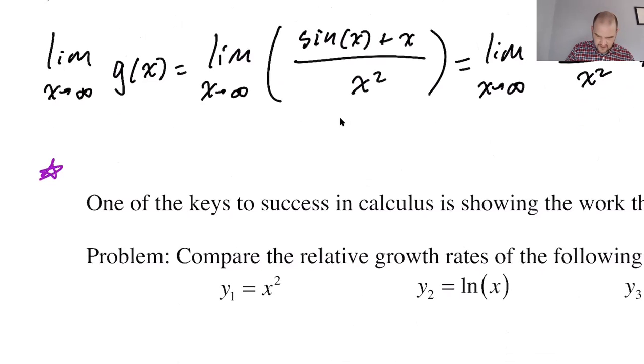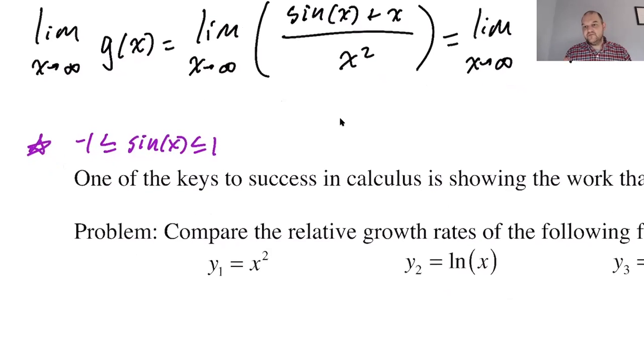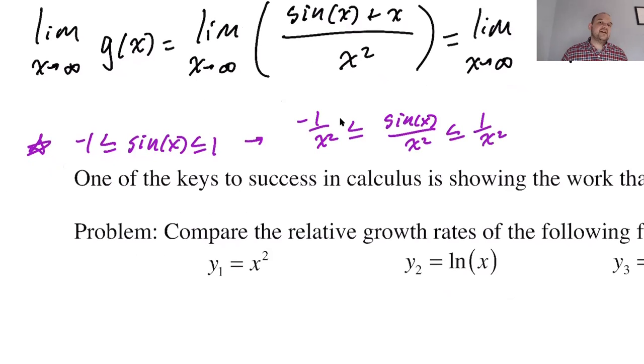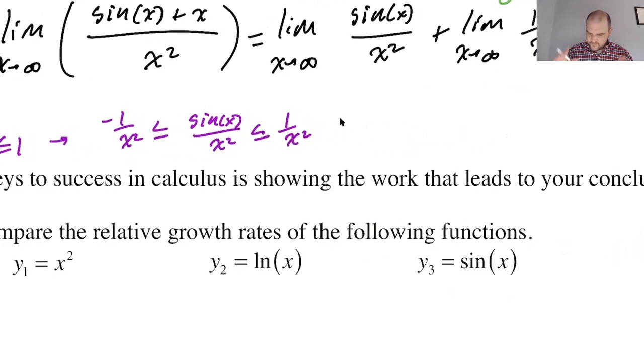All right, so I know that sine is between -1 and 1 because that's the range of sine. X squared is positive. Also, we're going to infinity, so x is definitely positive. So I know that this is also true: -1 over x squared is less than or equal to sine of x over x squared, less than or equal to 1 over x squared, right? Divide through by a positive, you don't change the signs. We get this. We're so close.